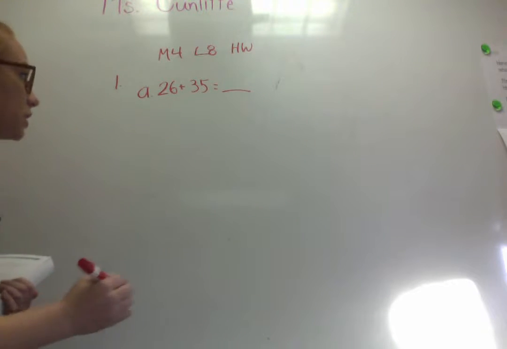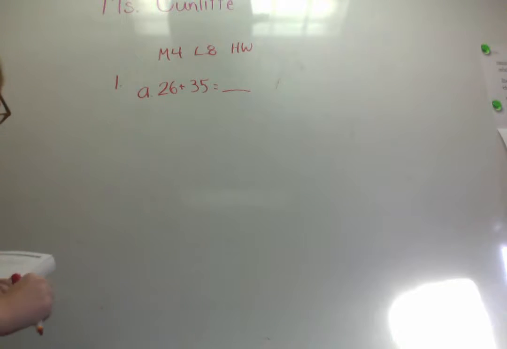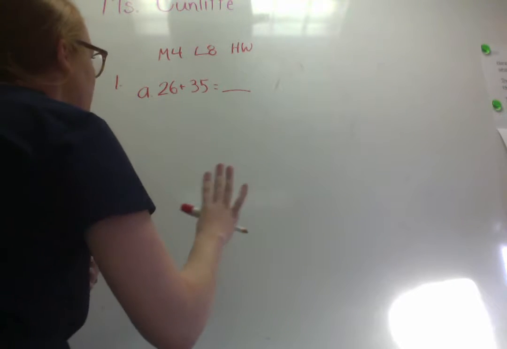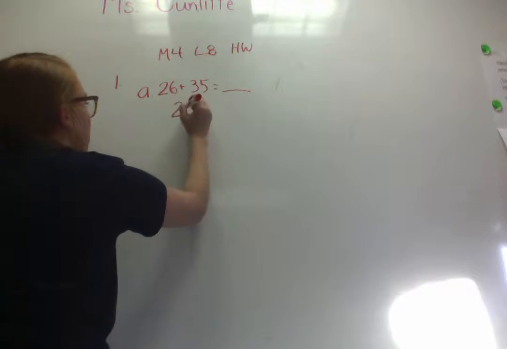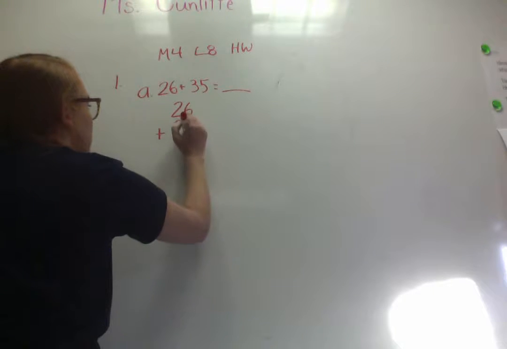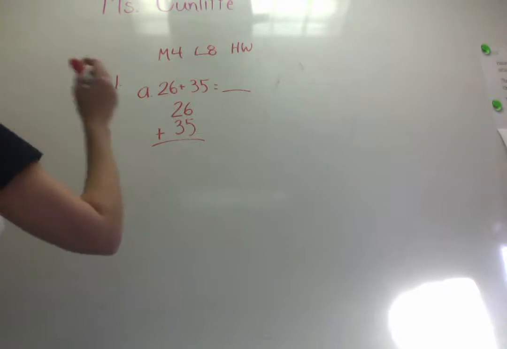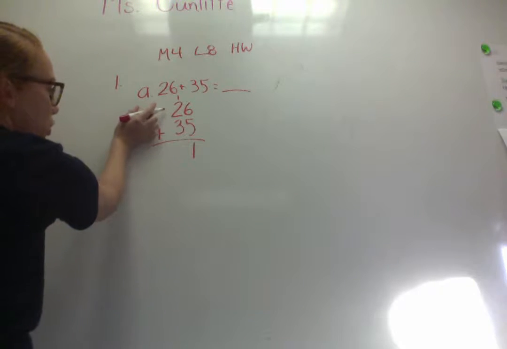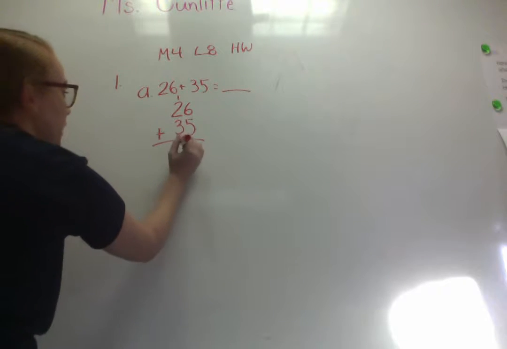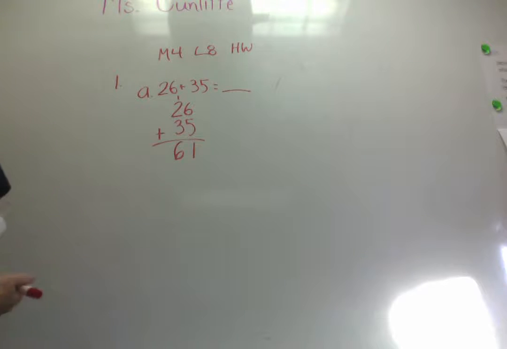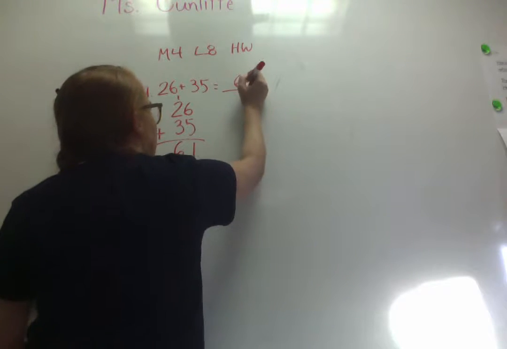Now first, the directions tell you to do two things. First thing it says is solve vertically. So we're going to stop right here, solve vertically. We're going to put our numbers on top of each other. 26 plus 35. We're going to solve. 6 plus 5 is 11. We're carrying our 1 up. Then we have to add 1 plus 2 is 3. 3 plus 3 is 6. Our answer is 61. Let's go ahead and plug it in so we don't forget.